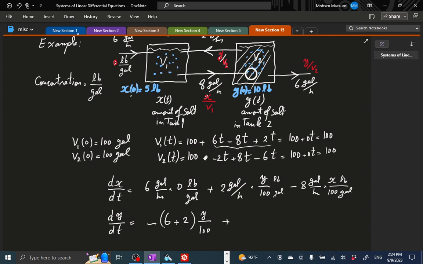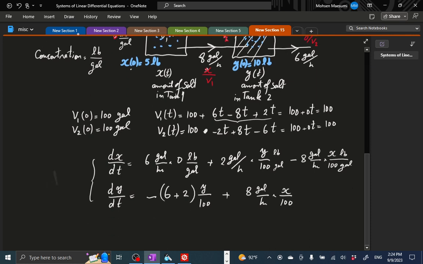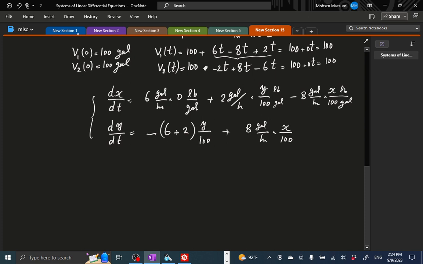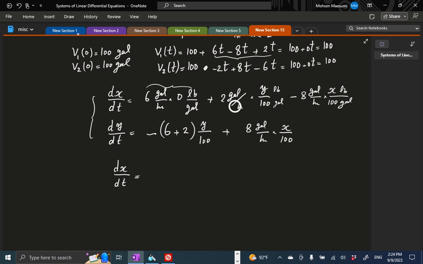From tank 1, I'm pouring into tank 2, so now I have 8 gallons per hour, and the concentration that's coming in is X over V1, which in this case is just X over 100. Okay, I hope you redo this and convince yourself that that's the correct setup. Now I have dx/dt. Let's write it in clean mathematical style. So that is 0. Thankfully that's just 0, so we have one less headache to deal with.